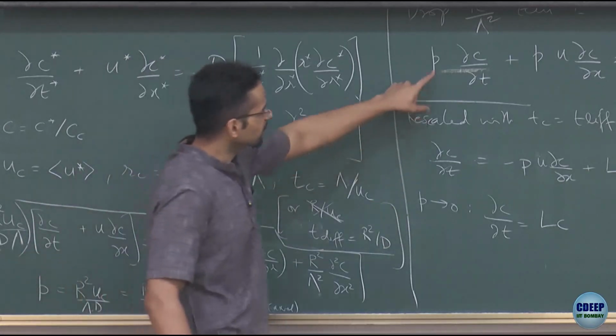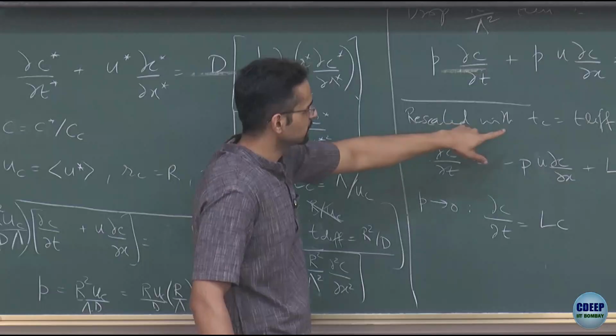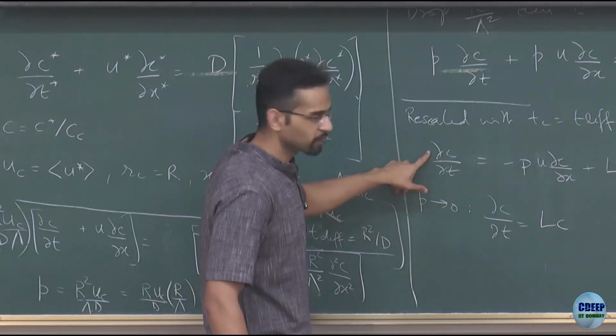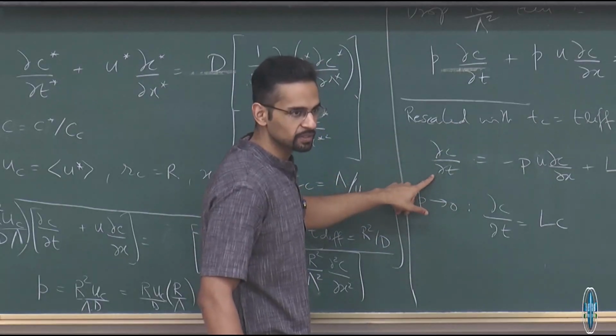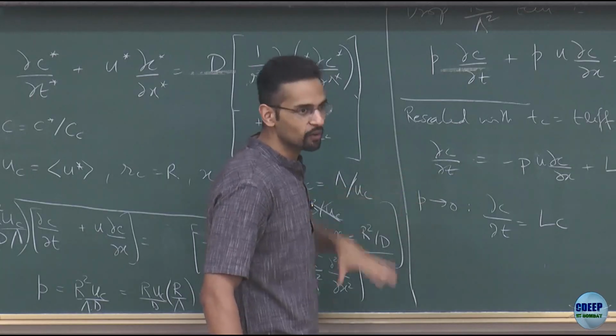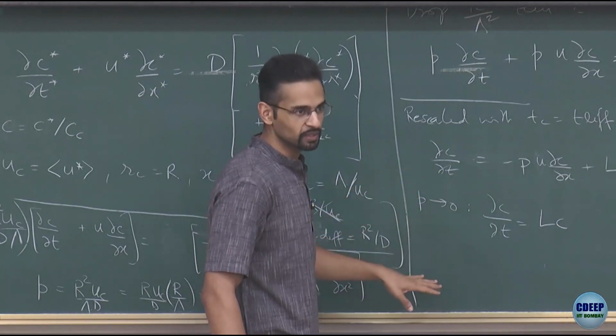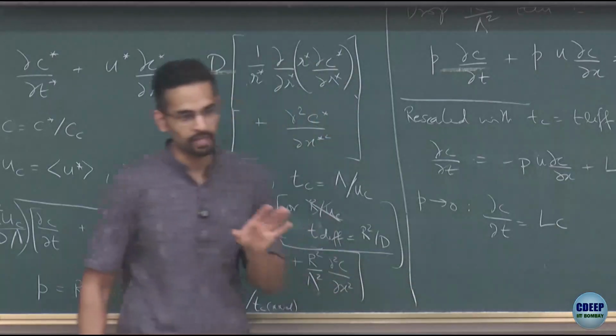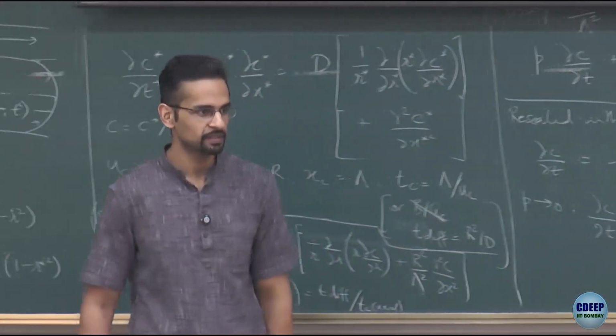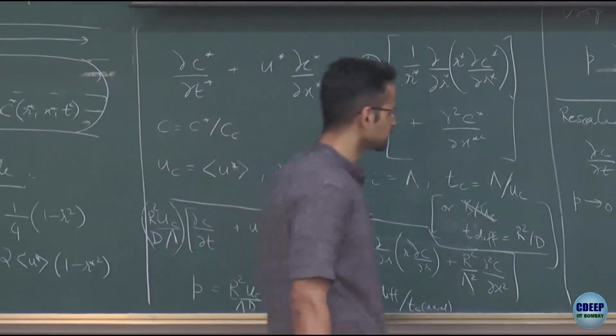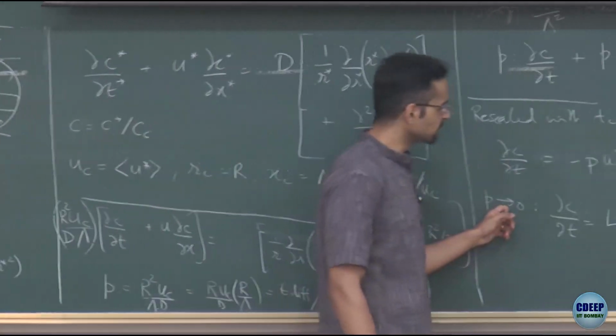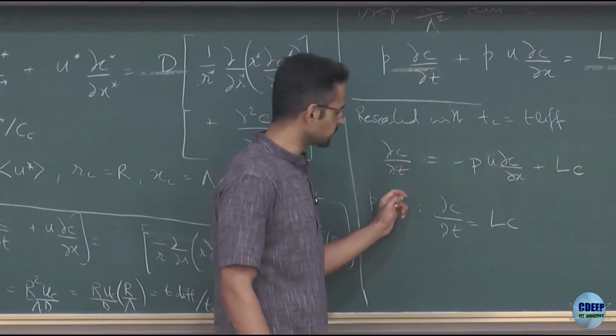So I rescaled it, right, so that the term in front of dc by dt is 1. So I have a new equation. In this equation now, I want to take the limit of P going to 0. That means I want to take the case of a very, very long tube for a given radius, etc. The point I'm making is that this is to understand the character of this equation.